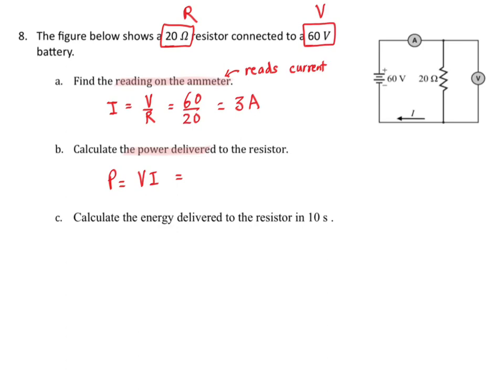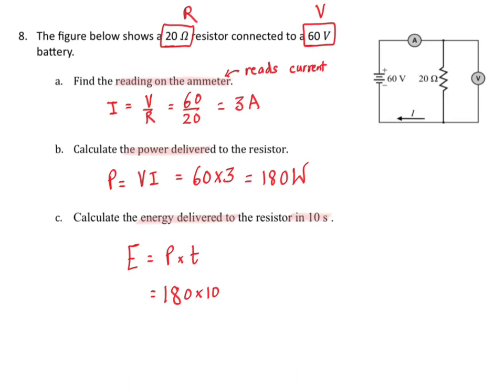Because we know what's the voltage and what's the current. Voltage is 60, current is 3, so we get the answer as 180 watts. Then we want to find out what's the energy delivered to the resistor in 10 seconds. Energy formula is P times T. Power we already calculated in part B, so the same answer we'll use here, 180 times 10.